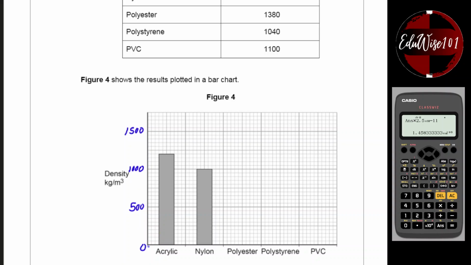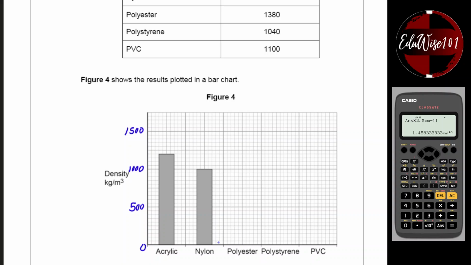But if you were to count the number of boxes from here to there, that's 10 boxes there. So each box is 50. Should be 50, isn't it? Yeah, 50. So that's 250. So 50, 100, 150, 200, 250, yes. Right? So for acrylic, it was 1200. So you can see it's gone from 1000 and then 4 boxes up for 1200.